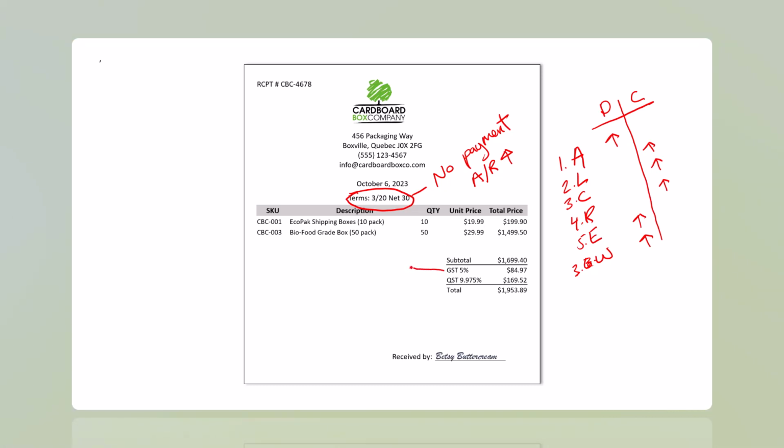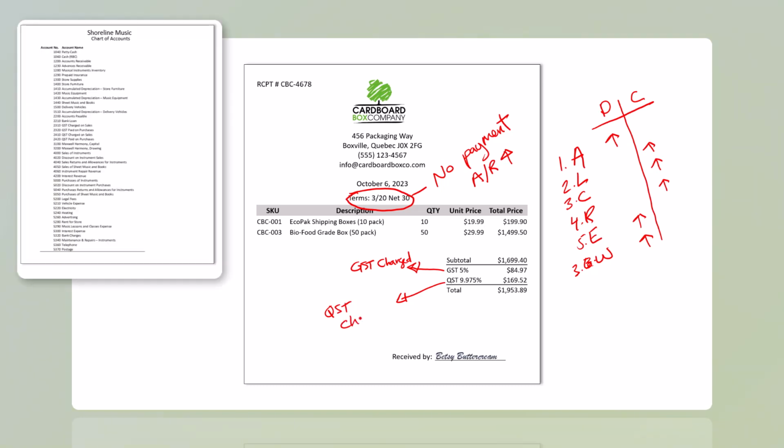Next, we're going to look at the taxes. We know this is charged on sale, so we're increasing our liabilities. So that means we're going to have to credit. Our QST is the same thing, QST charged. We know this is a liability from looking at our chart of accounts. Since both of our liabilities are increasing, we know they have to be a credit. So these would both be 2 accounts, and accounts receivable would be a 1.